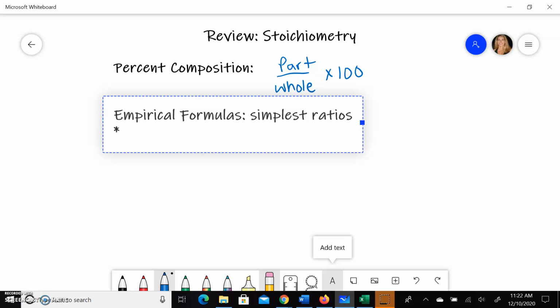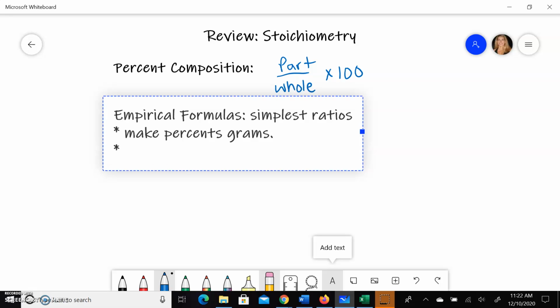And the steps that you're going to use for this are to make your percents grams first. And you don't need to do anything for that. So you literally just cross off the percent and turn it into grams because you're going to assume 100 grams is your amount. So if you have 30% of 100 is 30. So if you just assume 100 grams, then whatever percents they give you, you automatically have that amount of grams.